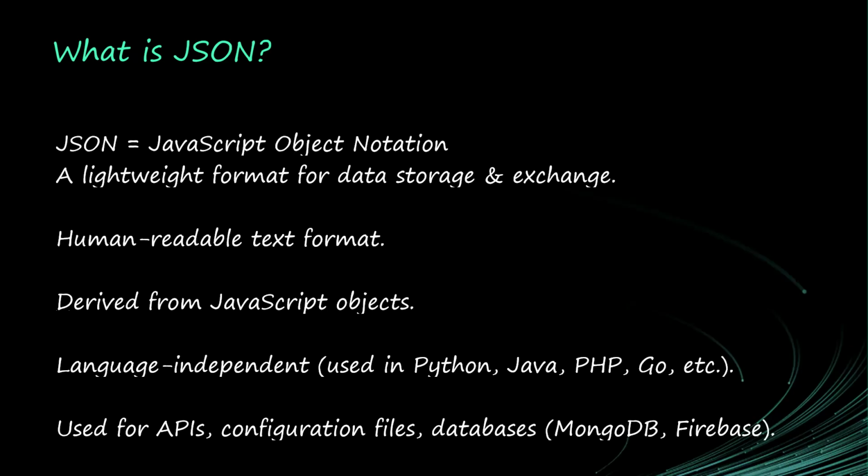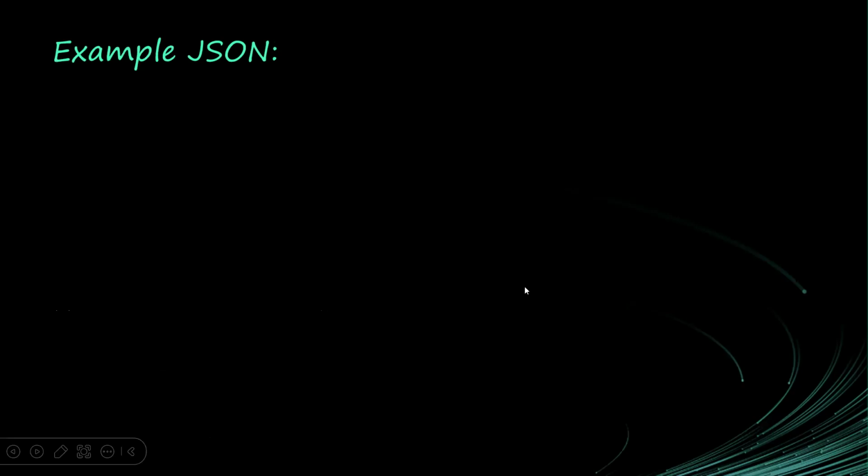It is used for configuration files. It is used for databases. MongoDB and Firebase use JSON. So JSON is powerful. It is used for APIs, configuration files, and databases. So for an example of JSON, look at the difference here.